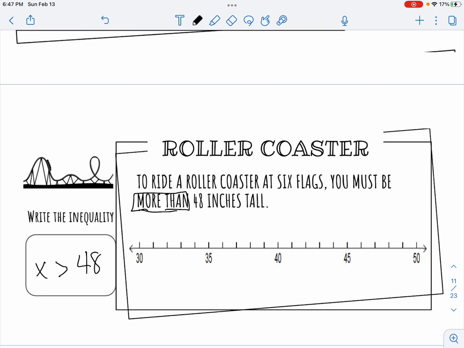No. You can be 48 and a half, 48 and a quarter inches tall, but you have to be more than 48 inches. So that means you need to have an open circle, because it is not going to include 48 in your solution. And you are going to graph it to the right of 48, because the numbers increase to the right of the number line, and it can represent any solution that is greater than 48. So x is greater than 48, but 48 would not be represented because you have to be more than 48 inches tall to ride a ride at Six Flags. Okay.